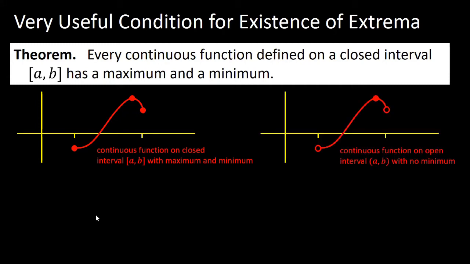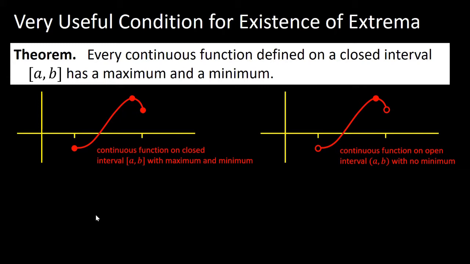Now here's an example where we take a continuous function, but it's not on a closed interval AB, it's on the open interval AB. In this case, there is no minimum. There happens to be a maximum. And if you look at the values of the function, they approach some value, but it's not a value of the function. It's a limit of values of the function, and that's a different thing.